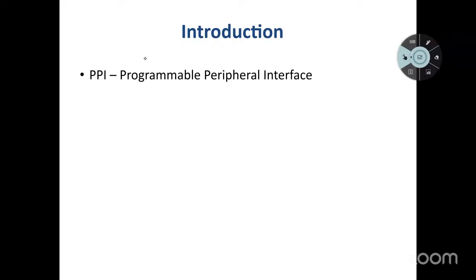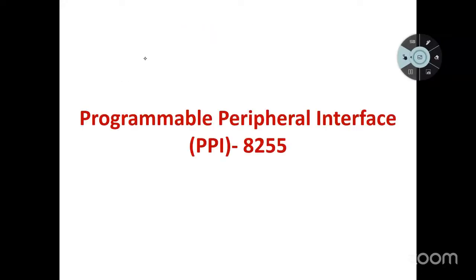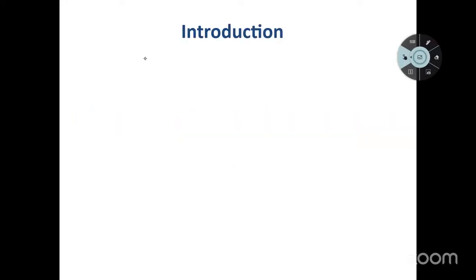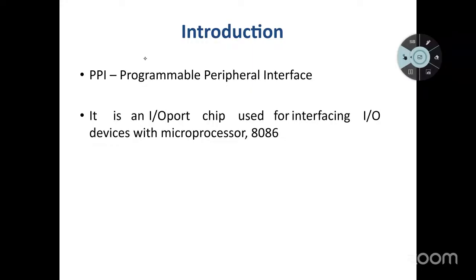YouTube? Okay, so the PPI, programmable peripheral interface, PPI. IC number is 8255. The main features of this 8255 is having a total of 40 pins.